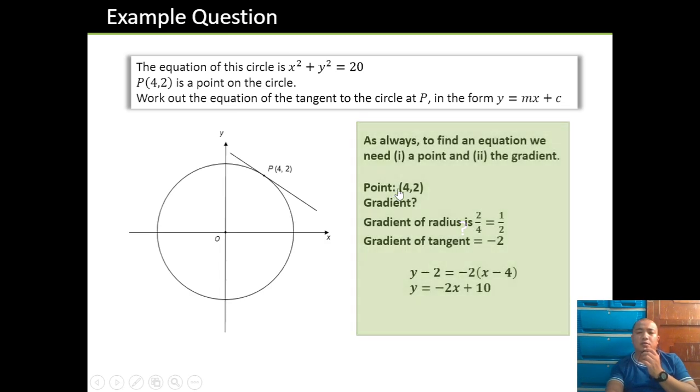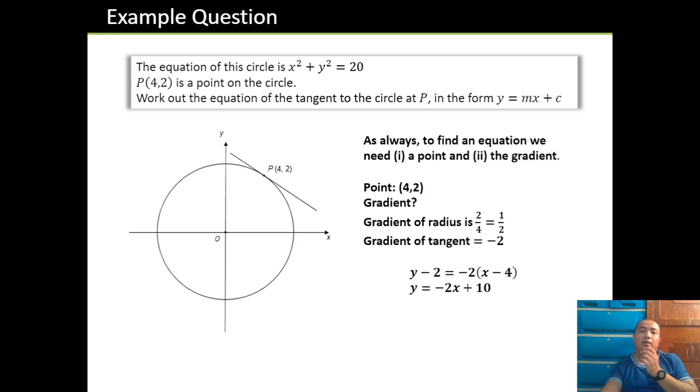So first, the point (4, 2). What is the slope? Gradient of the radius, 2 minus 0 over 4 minus 0, 2 over 4, 1 half. Gradient of the tangent is negative 2, the negative reciprocal of 1 half. So using the point (4, 2) and gradient of the tangent negative 2, this is the equation by point slope form. y minus 2 is equal to negative 2 times quantity x minus 4. That's equivalent to y equals negative 2x plus 10. That's the equation of the tangent line.